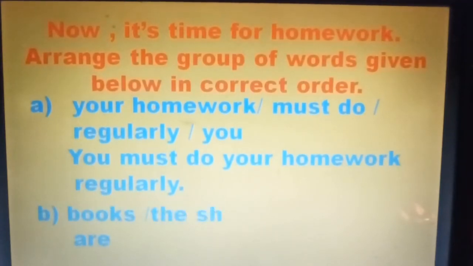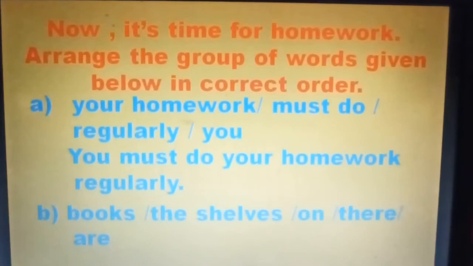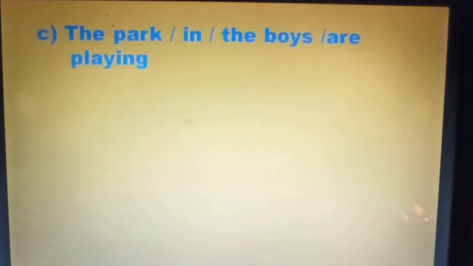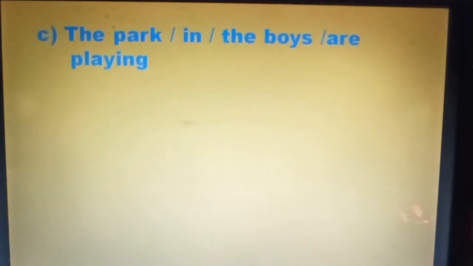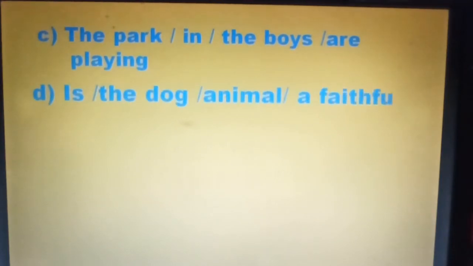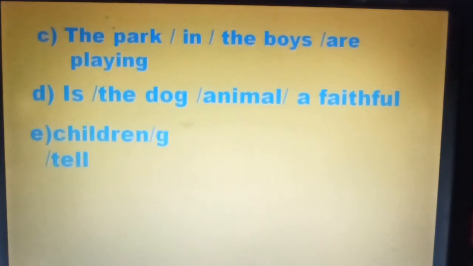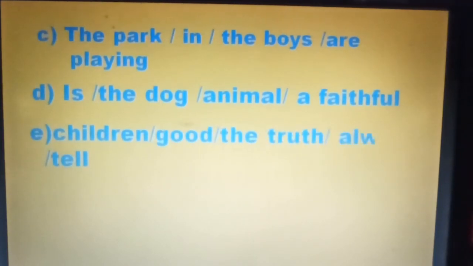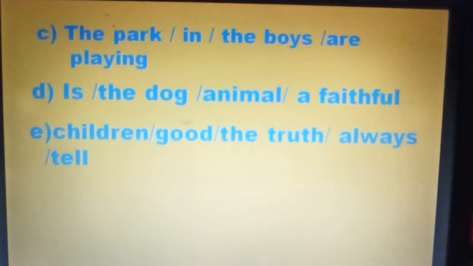B part. Books the shelves on there are. You have to arrange the words to make a sentence. The park in the boys are playing. Is the dog animal a faithful? Again you have to arrange to make a sentence. Children good, the truth always tell. Again you have to form a sentence.